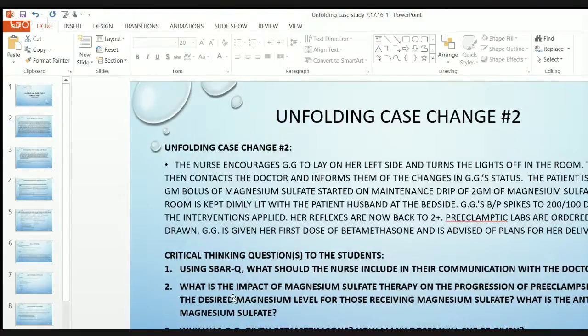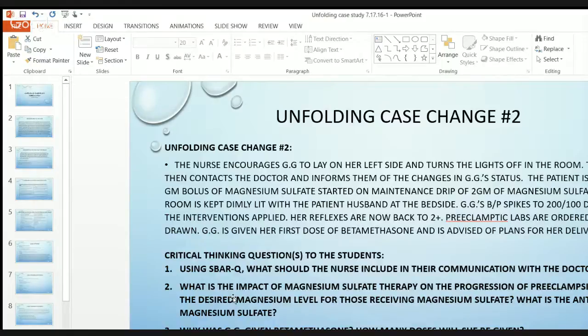So when we look at how this case study continues to unfold, it looks like the nurse does encourage Gigi to lay on her left side and turns the lights off in the room. The nurse then contacts the doctor and informs them of changes in Gigi's status. The patient is given a 4-gram bolus of magnesium sulfate and started on a maintenance drip of 2 grams of magnesium sulfate. The room is kept dimly lit with the patient's husband now at her bedside. Gigi's blood pressure spikes to 200 over 100 despite all the interventions applied. Her reflexes are now back to 2 plus. And when we look at it, the preeclamptic labs are ordered and drawn. Gigi is given her first dose of betamethasone and is advised of plans for her delivery.